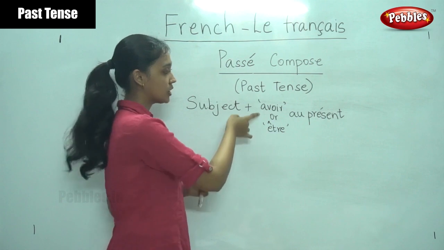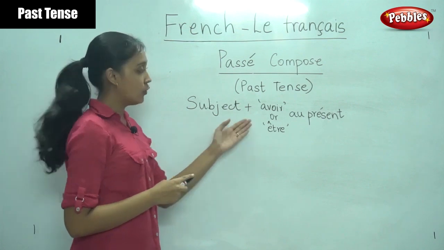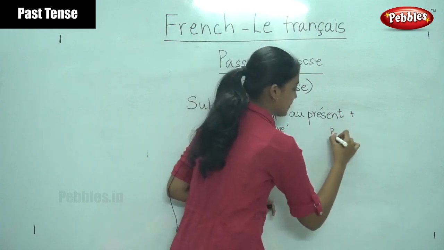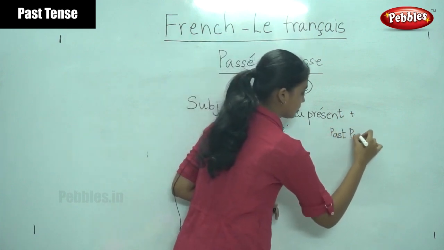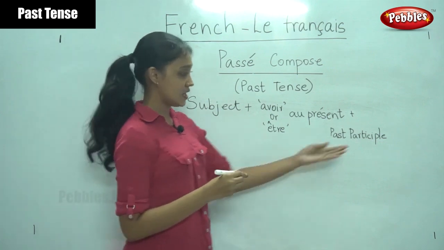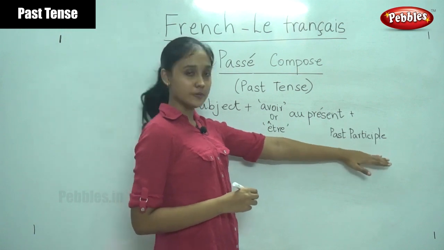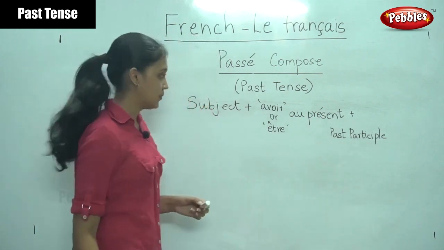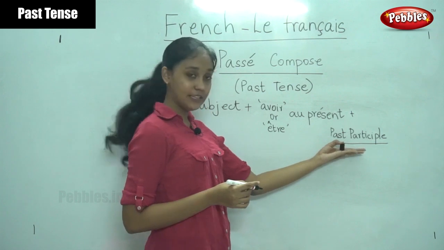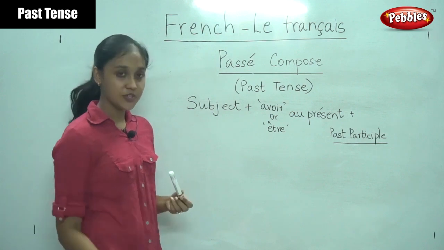I will tell you how to choose whether you have to use the avoir conjugation or être conjugation. So you will write the subject followed by avoir or être in the present tense plus the past participle of the verb. Past participle. This might sound new to you. It is very simple. I will tell you how to find out the past participle of the verbs. We have simple rules for those as well. So now let us just focus on this. First we will learn how to find the past participle, and after that we will try to write the sentence in passé composé. So shall we begin?